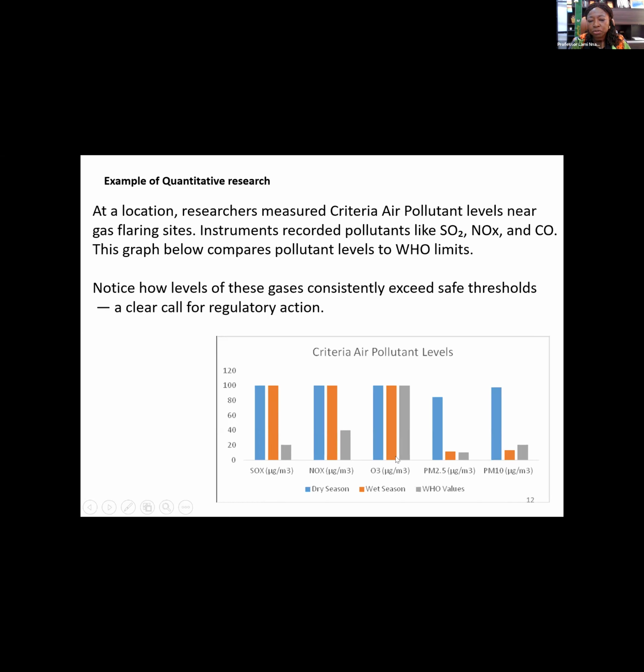But look at ozone. Ozone, for this particular area that is being studied, dry season and wet season ozone concentrations are just the same level as WHO values. That means the air is not polluted when you look at ozone. So this is an example of quantitative research, measuring the concentration of some of these pollutants in air.